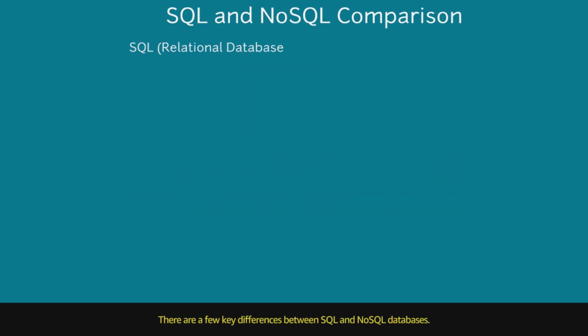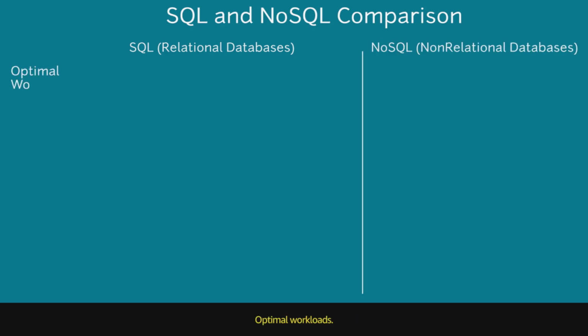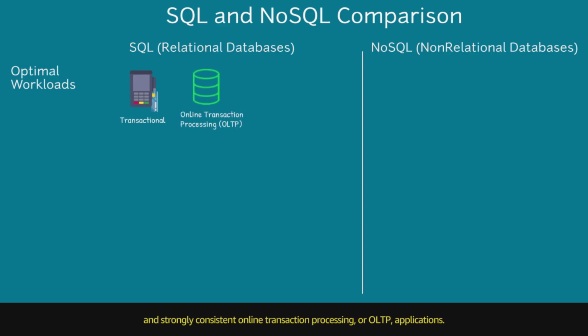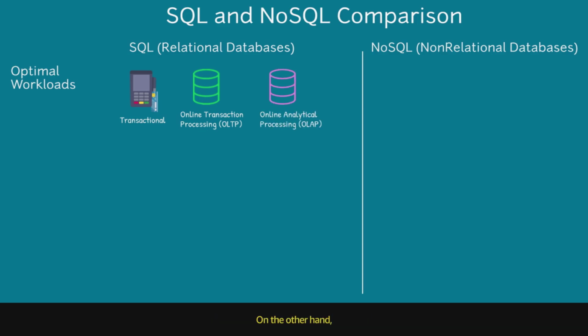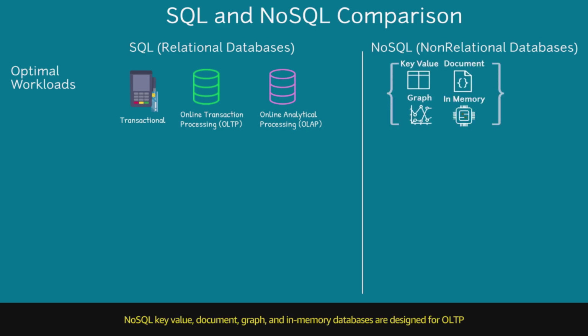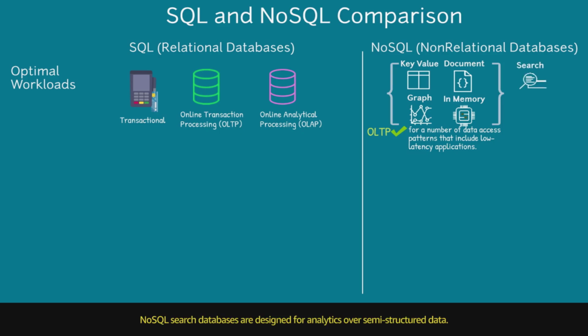A few key differences between SQL and NoSQL databases. Optimal workloads. Relational databases are designed for transactional and strongly consistent online transaction processing (OLTP) applications. They are also good for online analytical processing (OLAP). On the other hand, NoSQL key value, document, graph, and in-memory databases are designed for OLTP for a number of data access patterns that include low latency applications. NoSQL search databases are designed for analytics over semi-structured data.